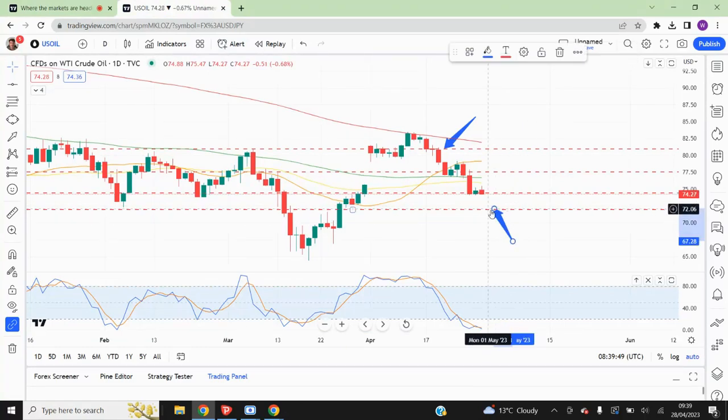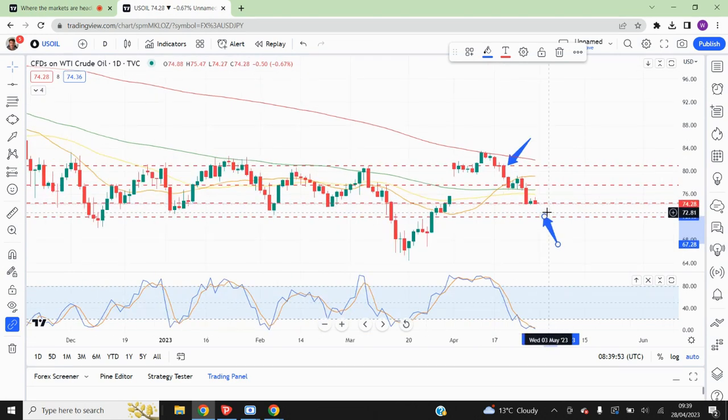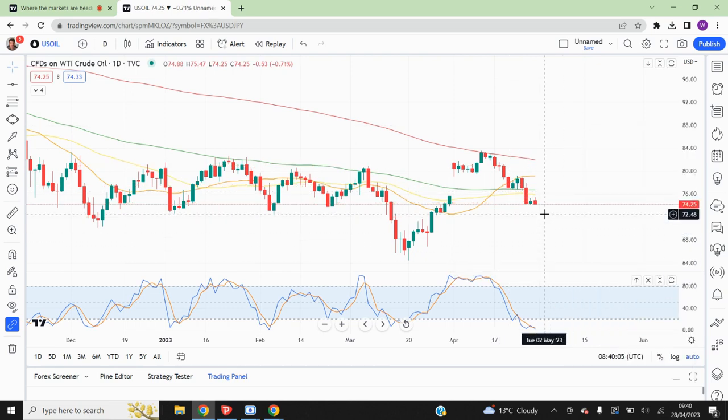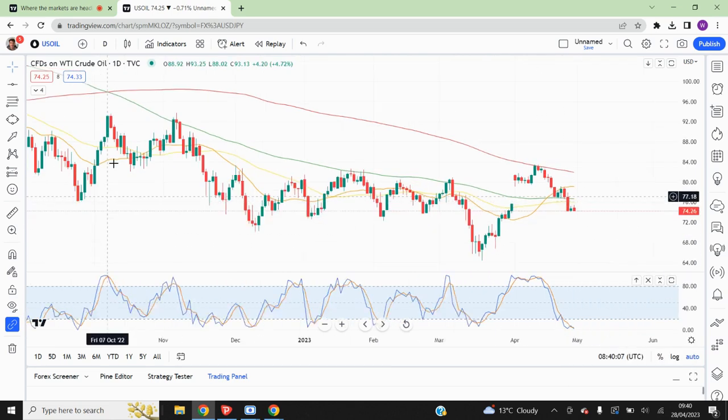So I like it low and coming nearer the 72, 73 area. Maybe a front runner at 73 and your remainder position at 72. Just look at your stochastic oscillator. You don't want to be short. You've had a fall. So that's my bias on oil, because I think someone's going to ask me.